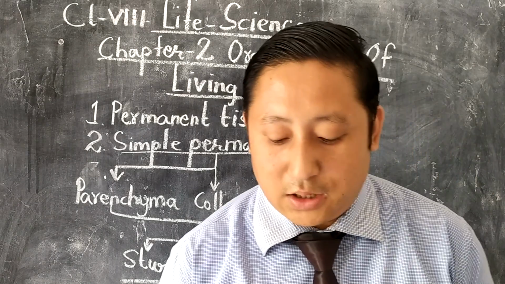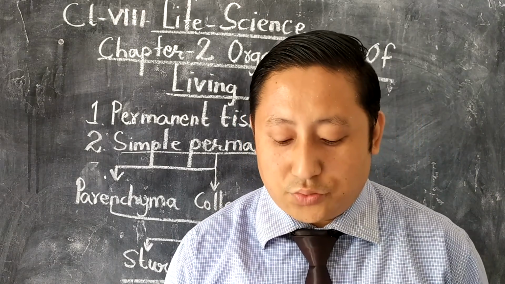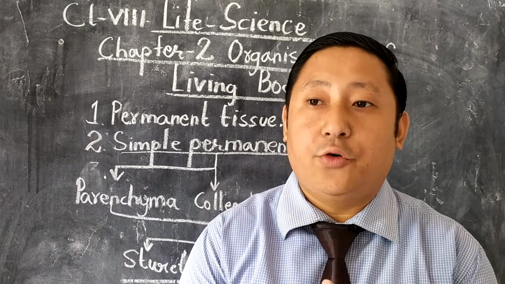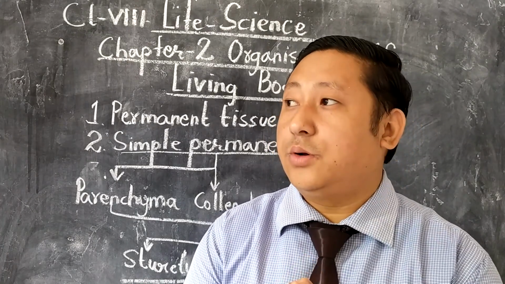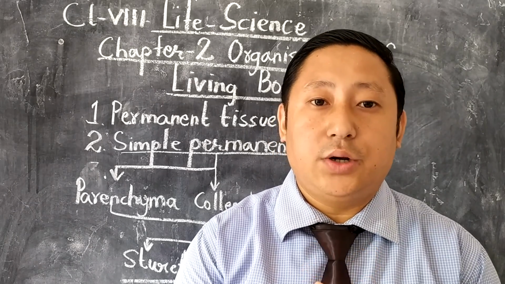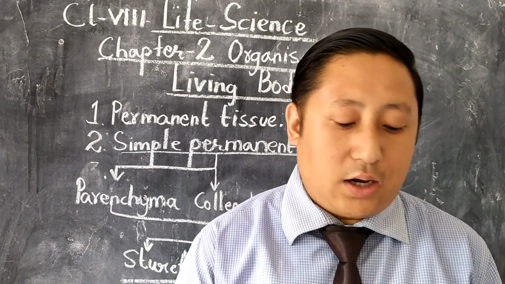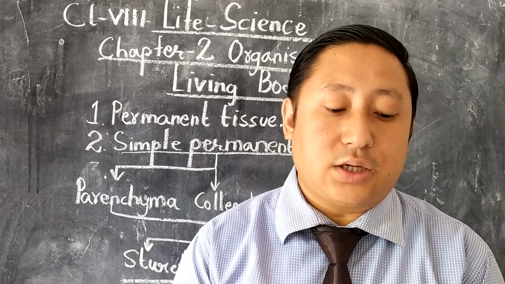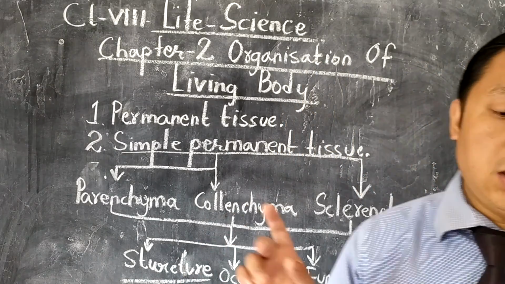Now, what is the Collenchyma? The tissue which contains chlorophyll and performs photosynthesis is called the Collenchyma. It's known as the Collenchyma. Okay, that's the definition of the Collenchyma. Now, let's go to the structure. Okay, now first of all, let's go to the structure of the Collenchyma.